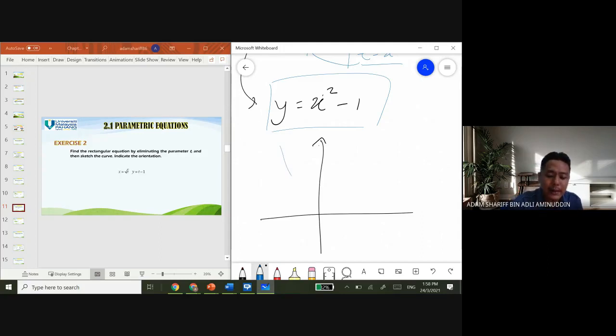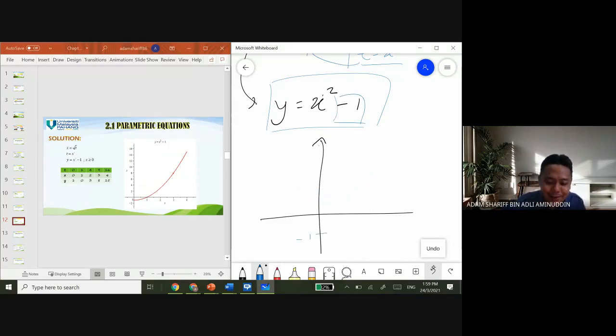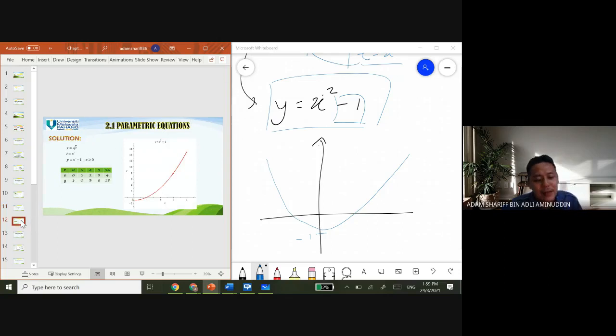So lakaran kasar ini. Okay. -1. Ni bukan -1. Itulah nak cepat sangat. Okay, -1. Tapi orang ni lukis satu side je. Saya lukis dua side. Betul, kedua side saya tengok dia ada letak parameter t dia. Dia tak cakap. Sebab tu saya lukis dua side. Okay. So if you draw both sides then you will be fine.